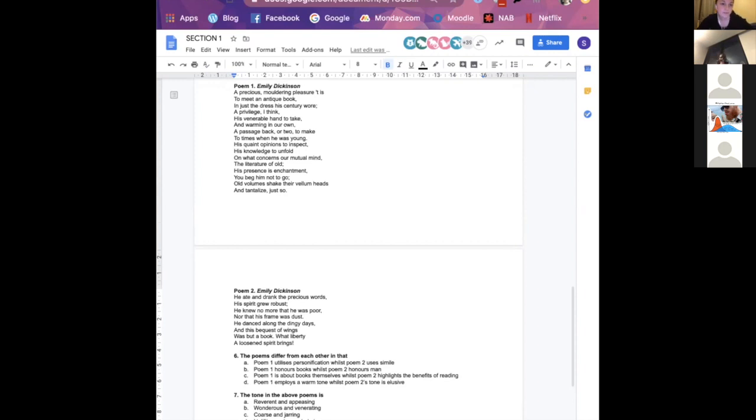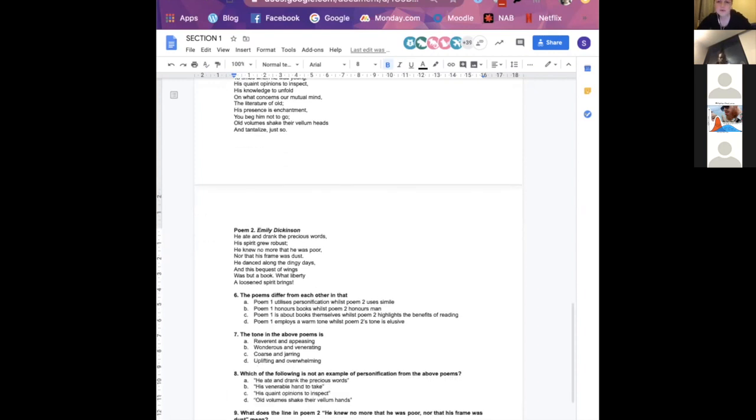So in terms of option B, whilst Poem 1 definitely does honour books, Poem 2 is also still honouring the books. Its subject is now the man instead of the books, but it's still the man praising the books. So that's why you wouldn't go with B, because it's still not honouring the man. It's the man enabling better knowledge and appreciation of his riches now because of the books. So the honour is still towards the books. Poem 1 is about books themselves, whilst Poem 2 highlights the benefits of reading. That's the answer. That is exactly what each of the poems is about.